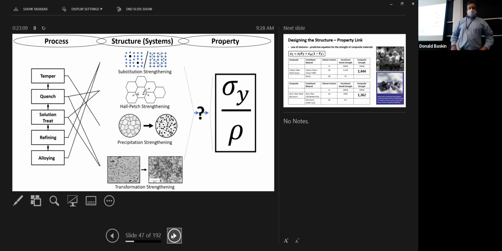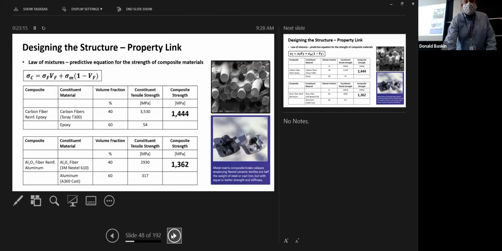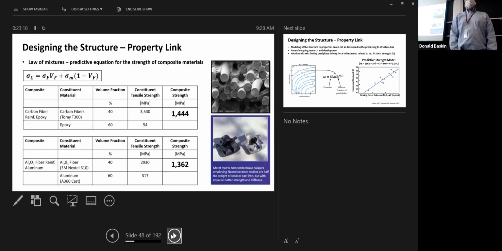Now we're going to talk about the structure to property link. You have these different structures in your material. How do you then go from these different structures to predicting a strength? You can look at a microstructure in a microscope or a scanning electron microscope, and think about parameterizing the material. What's the grain size? What's the aspect ratio of the grains? How many precipitates are there? How big are they? What's their aspect ratio?